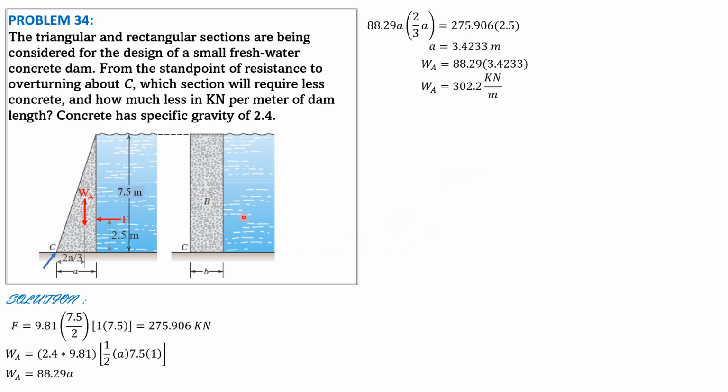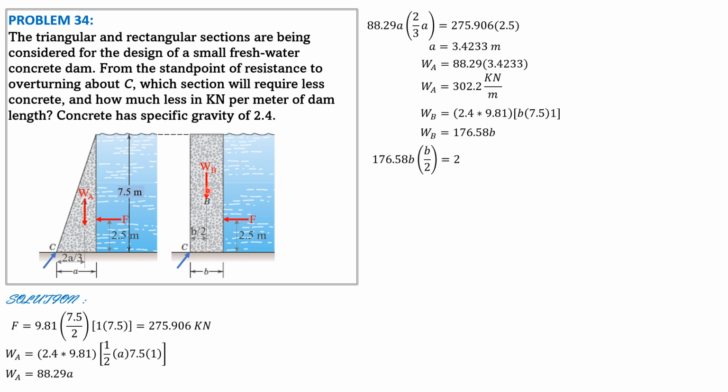For B, we have the same F, 2.5 meters from the bottom, same magnitude and same direction, and weight B, which is located B over 2 from C horizontally. That's the reaction, and this is B over 2. So weight B is equal to the weight of this masonry, 2.4 times 9.81 times volume of this rectangular section, 1 meter perpendicular to the screen. So 2.4 times 9.81 times B times 7.5 times 1. So weight of B is equal to 176.58 B.